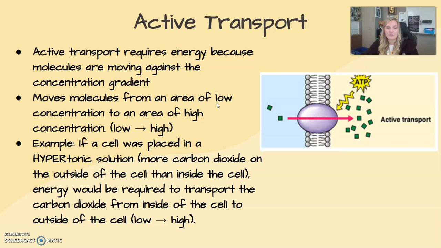An example is if a cell was placed in a hypertonic solution, so here this cell is placed in the hypertonic solution on the outside. There's more carbon dioxide out here than in here, but we want to get rid of the carbon dioxide in the cell, and so it's going to take both of those carbon dioxide molecules and shoot them outside of the cell, even though most of the concentration is over here. And once again, because it's going against that gradient, it's going to require energy or ATP.